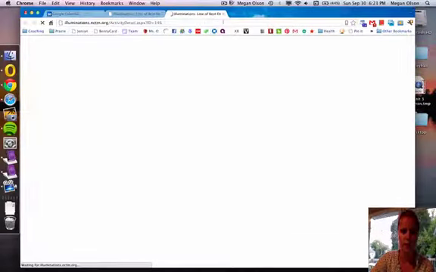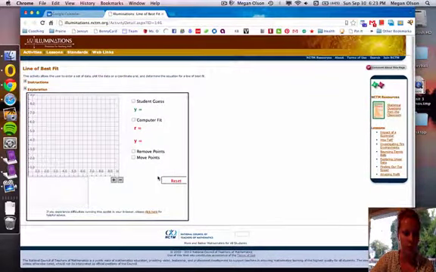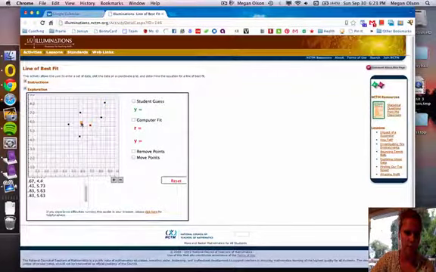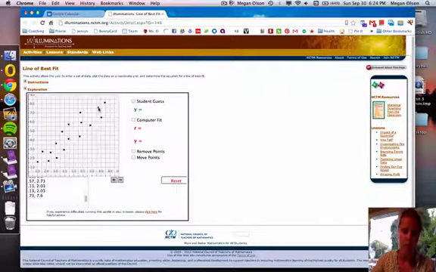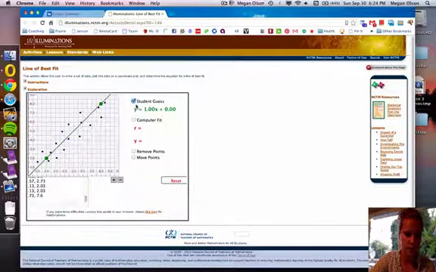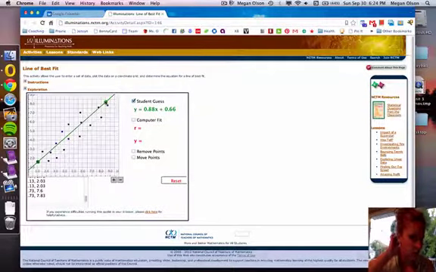So if I go here, we have a little applet, and what you can do in this applet is just put points everywhere. So from our last video, this is a scatter plot that looks like it has a pretty strong linear correlation. This app allows us to guess what we think the line should be. If you click on student guess, it's going to give you a line, and then you can just put that line where you think it best fits this data. So I think this line best fits the data. I'm going to go with that line. I think it's pretty good.